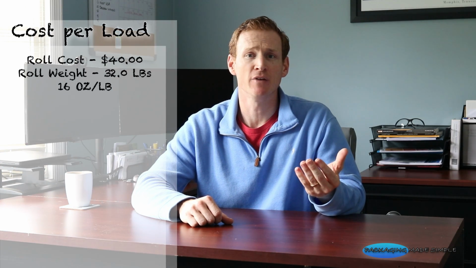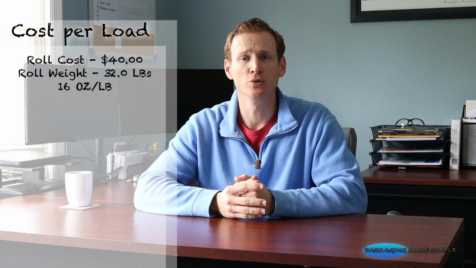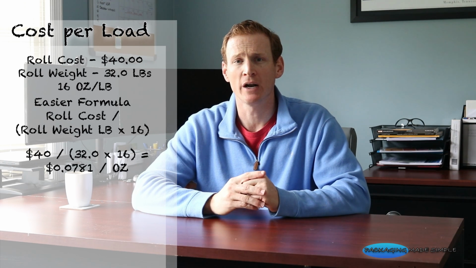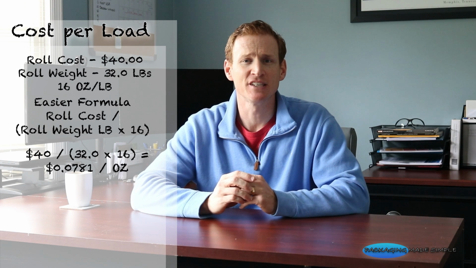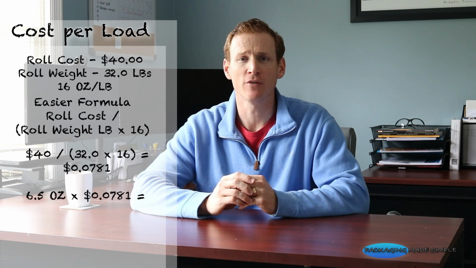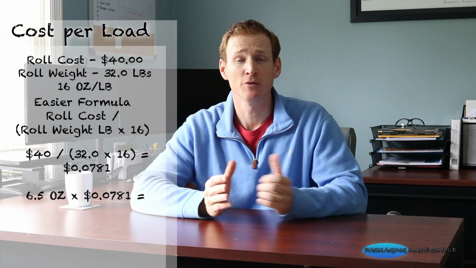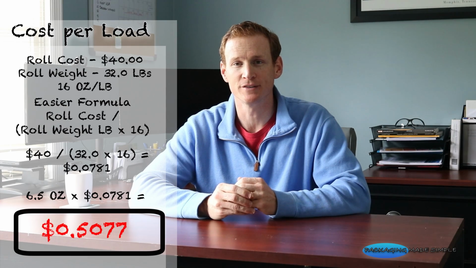And then what you really want to understand is that cost per load. So if you have a roll cost of, say, $40 and you have a 32 pound roll, you're going to divide that by 32, then divide that by 16, and that's going to give you a per ounce cost. So let's assume for the example I did earlier, you had 6.5 ounces of film that you cut off. You would multiply your 6.5 ounces of film times your per ounce cost. That's going to give you what your cost per load is.